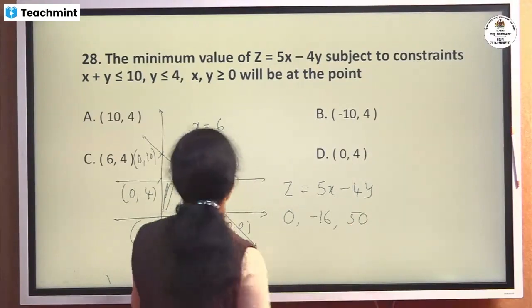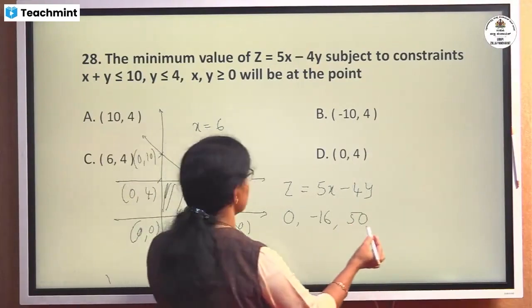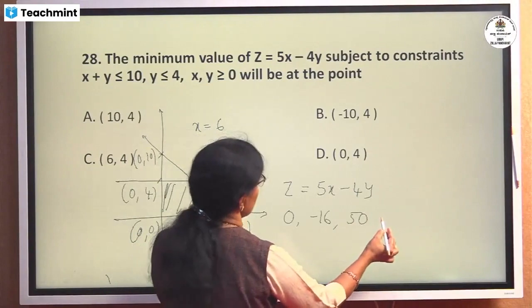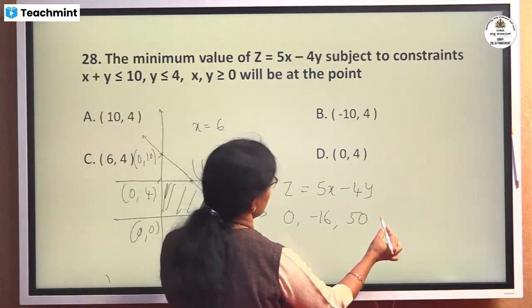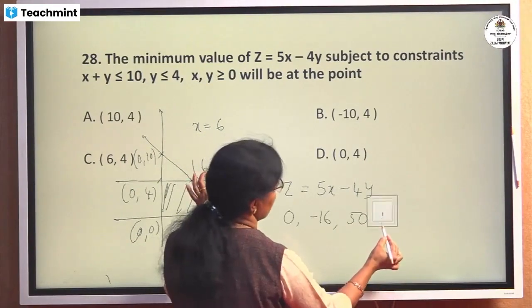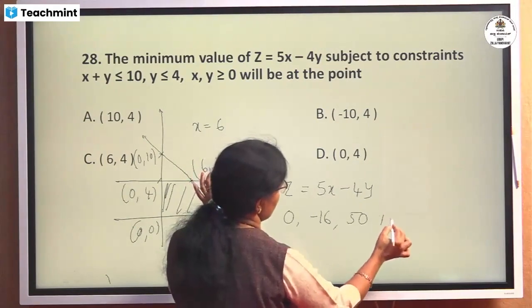Plus 50 will be the answer. 6, 4 means 6 into 5, 30. 30 minus 16 is equal to 14.